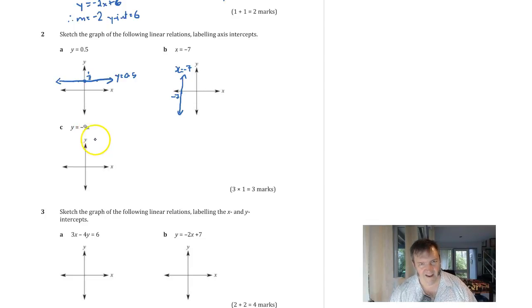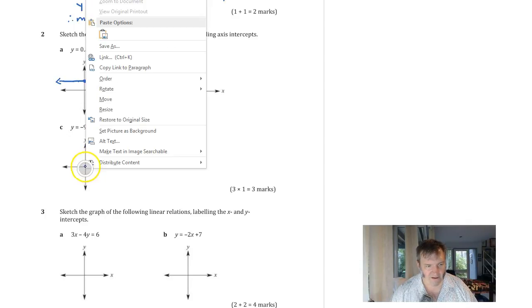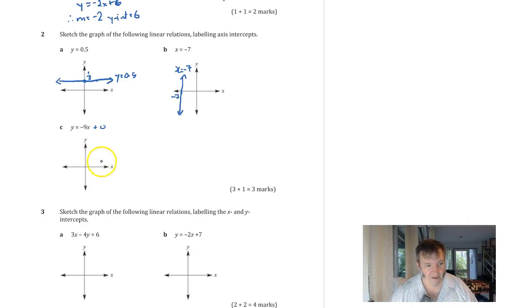Last one, y equals negative 9x. So we've got the y-intercept. The y-intercept is nothing because it was 0. And then how do I find another point? We'll have to go down 9 and across 1. That's going to be pretty steep.